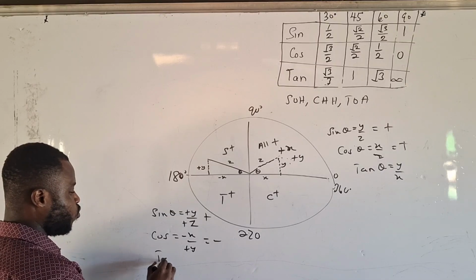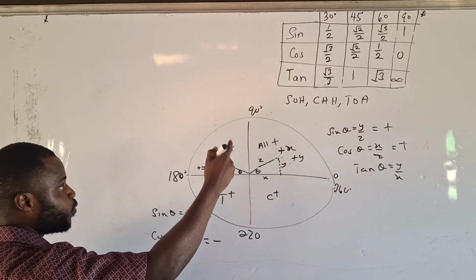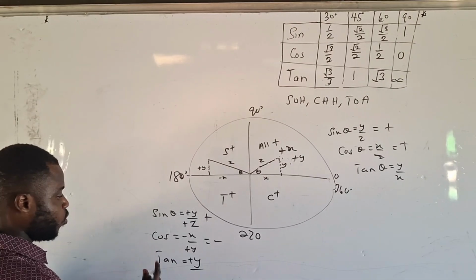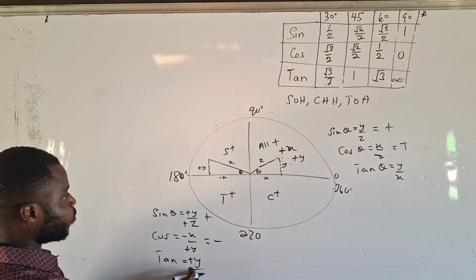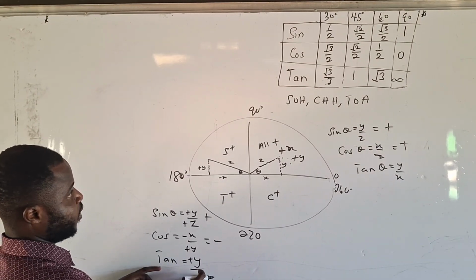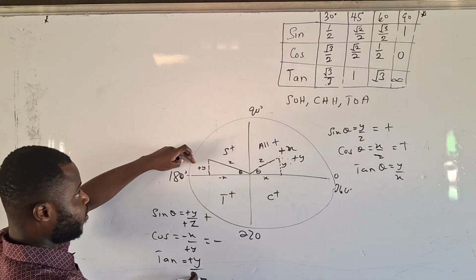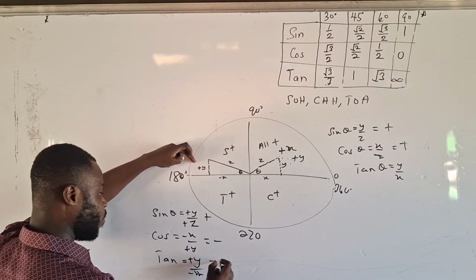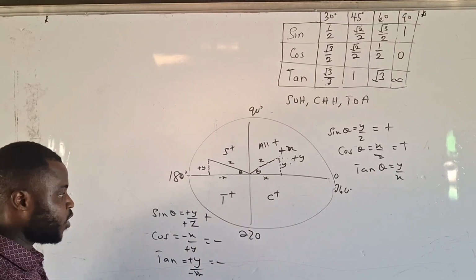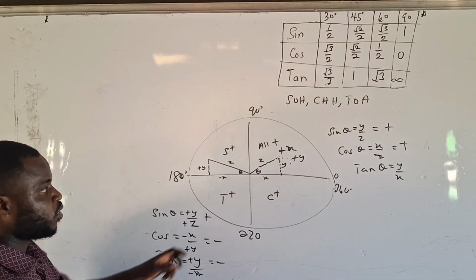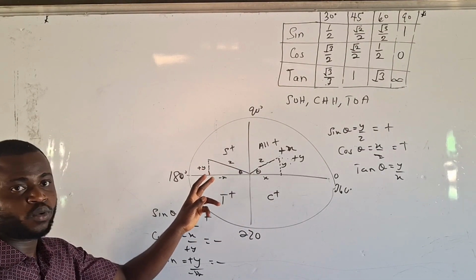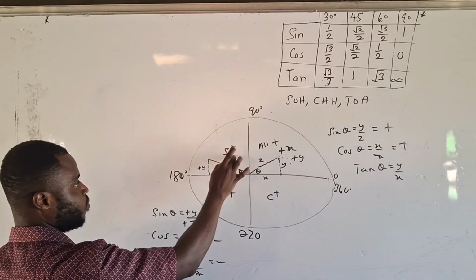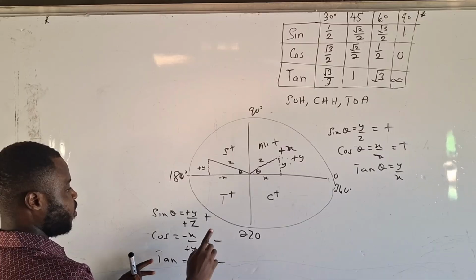Now let me go to tan. Tan is my opposite over adjacent. Opposite, positive y, over the adjacent, negative x. So when I divide, I'm going to get a negative value. So here you can see that only sine was positive. So in the CAST principle, here only sine is positive.